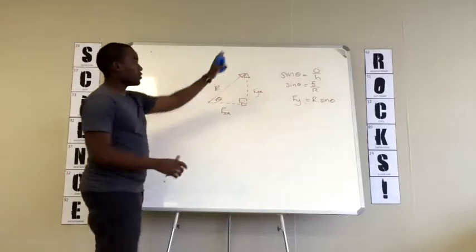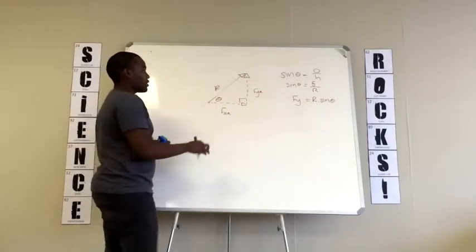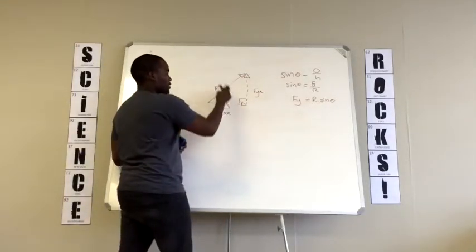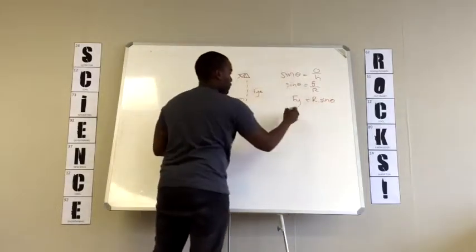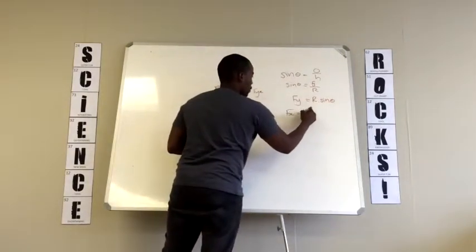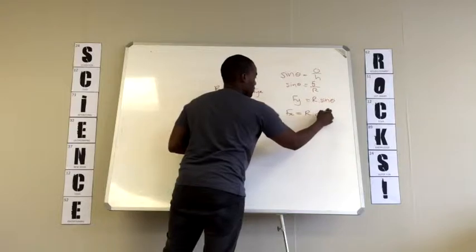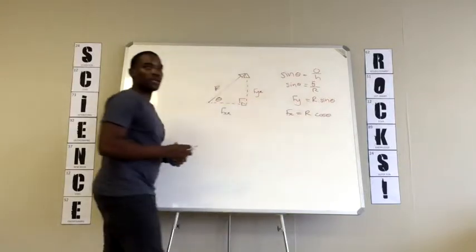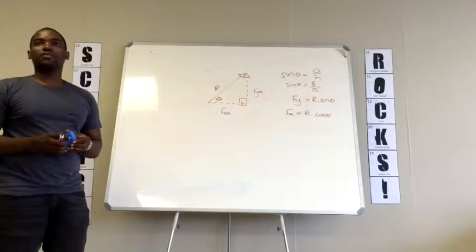You can do the same proof to find the x one, and you'll see that cos theta is adjacent over hypotenuse, and if you do the same method, you find that your x component will always be equal to the actual vector times cos of theta. Does that make sense? Okay, cool.